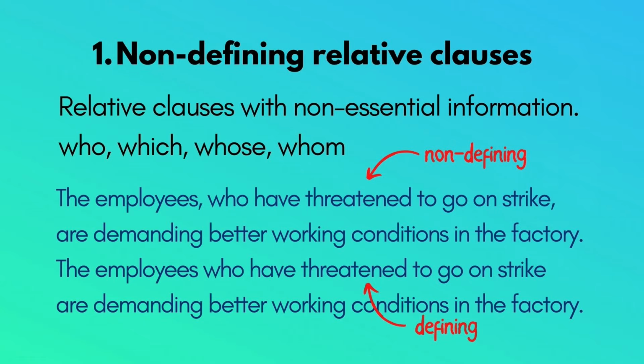In the first sentence, it's perhaps all the employees, by the way, who have threatened to go on strike are demanding better working conditions in the factory. So you have to ask yourself when you're writing these types of sentences, does this clause contain essential information in this sentence? Is it a defining clause or a non-defining clause? If it's a non-defining relative clause, then you need to add the commas.